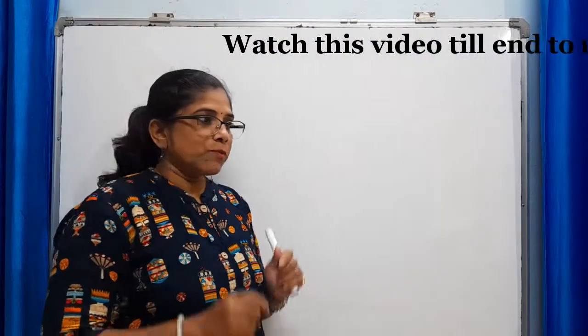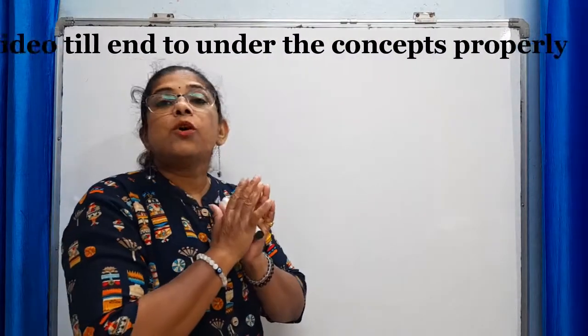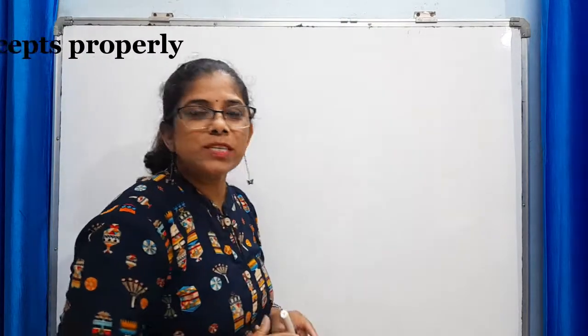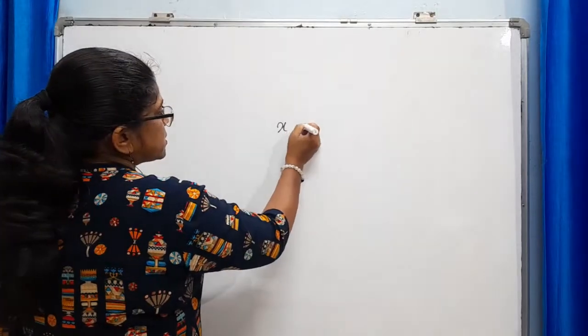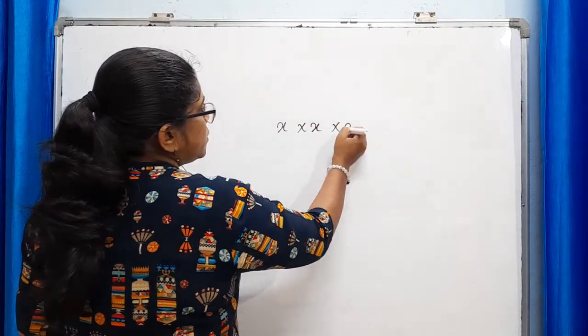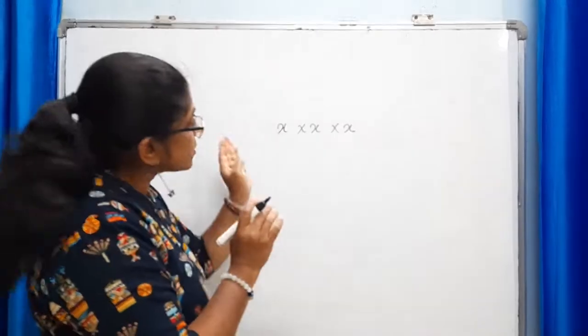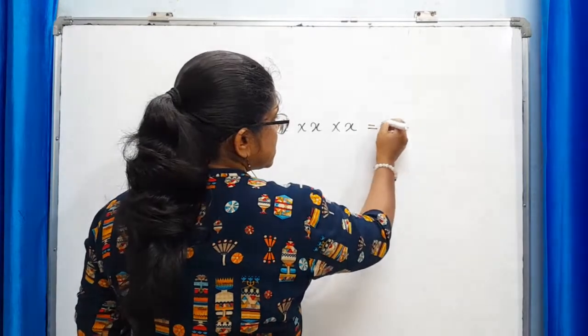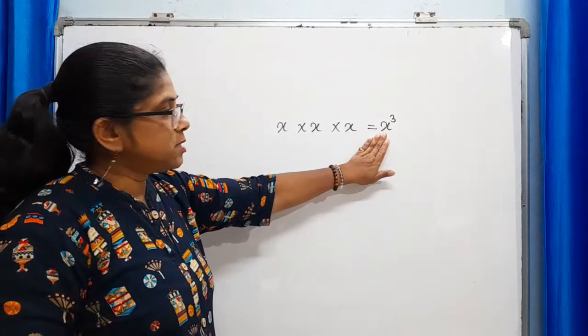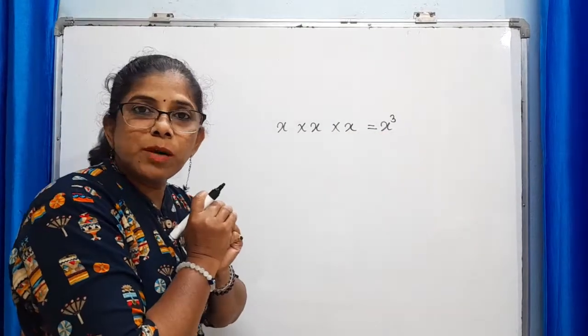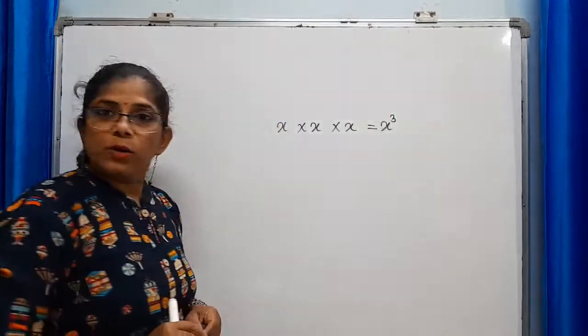So let's start with the multiplication of algebraic expressions. Now before we start the actual multiplication, you should have the basic knowledge of exponents. Just the basic knowledge of exponents. When we multiply the same type of variable, for example x into x into x, x we are multiplying 3 times. So this is written as x to the power of 3. The variable which we multiply is our base, and how many times that variable comes in the multiplication is the power of that particular variable.